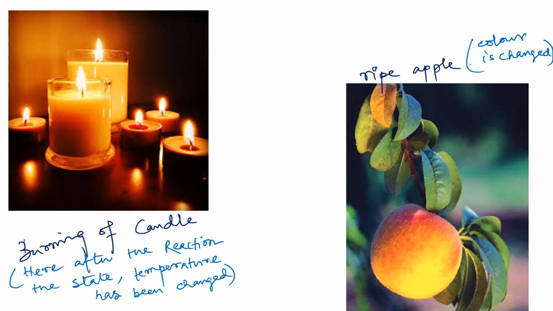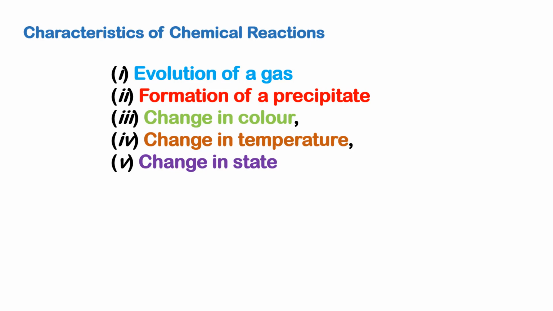Now, whenever some fruit is getting ripe, we can see that there is a change in color of a ripe mango instead of a raw one, right? So, there are some characteristics by which we can say that a chemical reaction has happened. There are five characteristics by which we can say that a chemical reaction has happened. The first one is evolution of a gas, second one is formation of a precipitate, third one is change of color, fourth one is change in temperature, and the last one is change in state. We will analyze each and every characteristic of a chemical reaction.